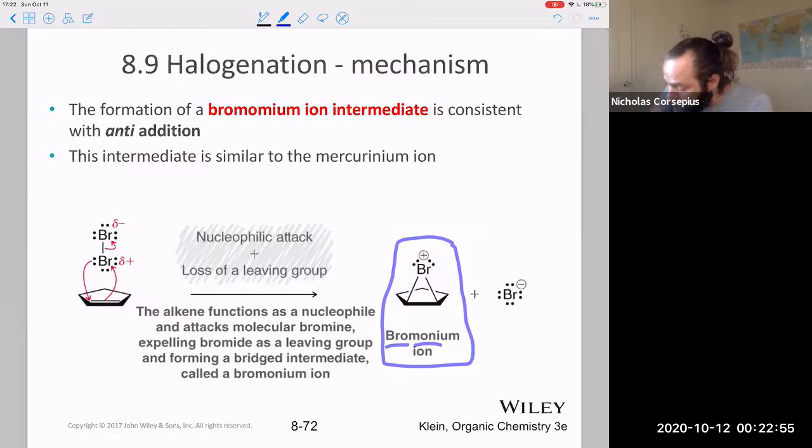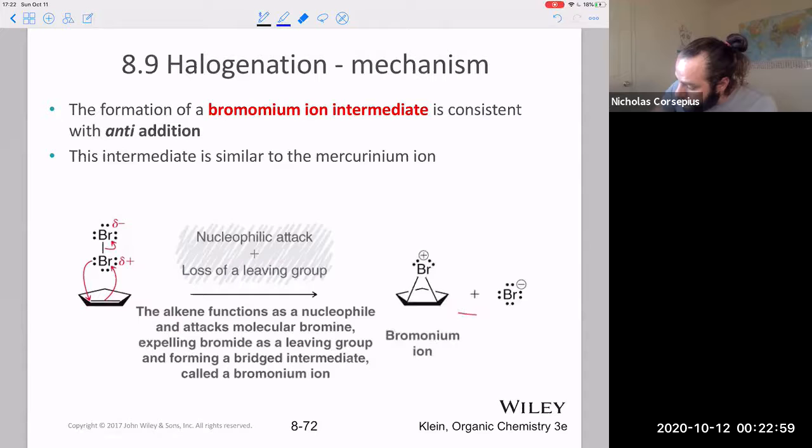These cyclic intermediates make it so that you can't have syn addition. I can't have my bromine attacking from this side because it's all blocked up by that cyclic intermediate. So the only thing you're going to see is the anti-addition.